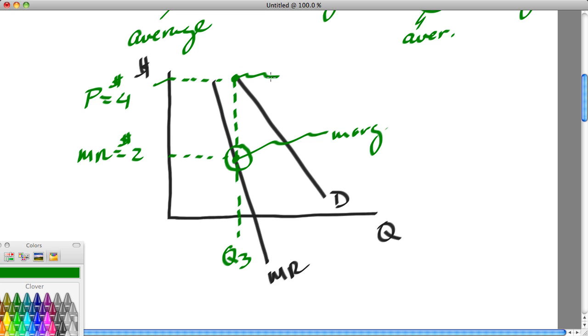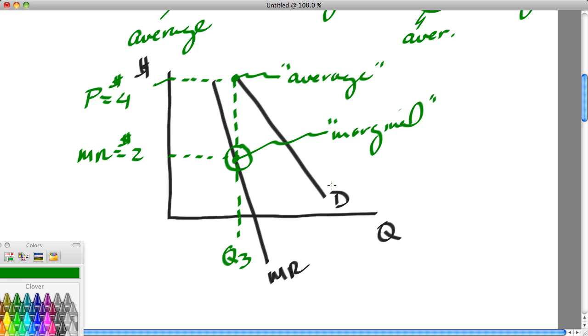Whereas the price point is an average. It's what we sold all the units for on average. Please, please, please make a note of this. If you don't keep that sorted out, you're going to get confused.